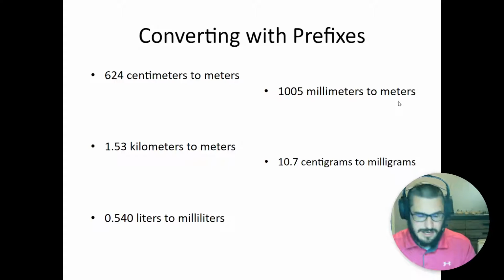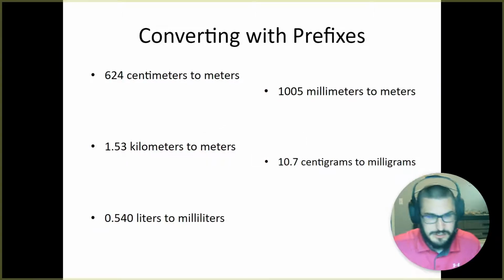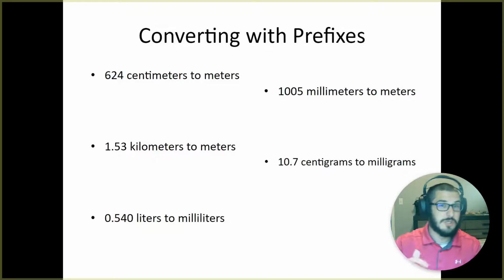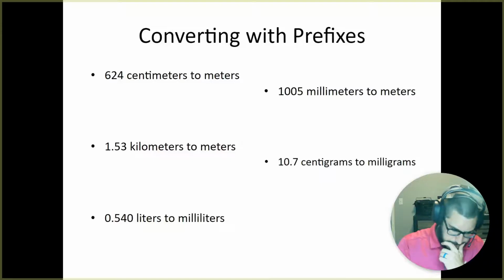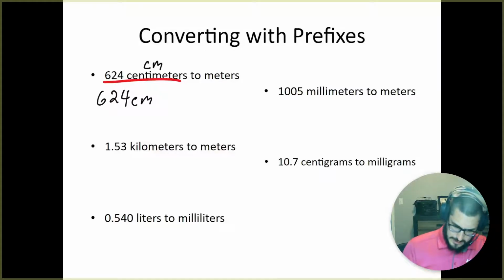Then how we're going to use that is sometimes we're going to have to go back and forth between units, because unfortunately not everyone's on the same page about what unit they give us. So I'm going to show you how to apply that. So we've got, in this problem, 624 centimeters to meters. So we're going to look at that 624. I'm going to abbreviate that centimeters and abbreviate meters as meters.